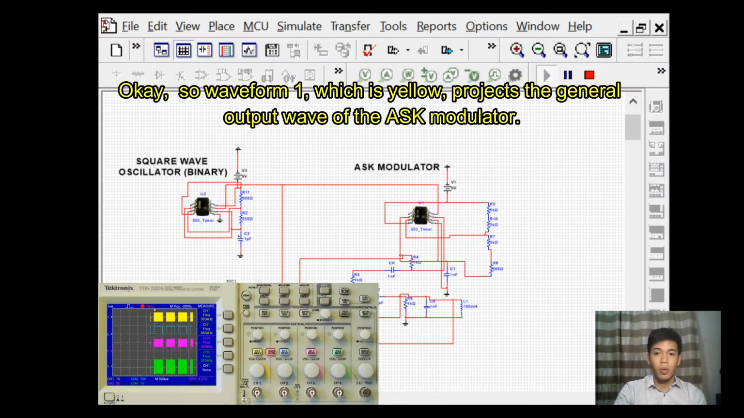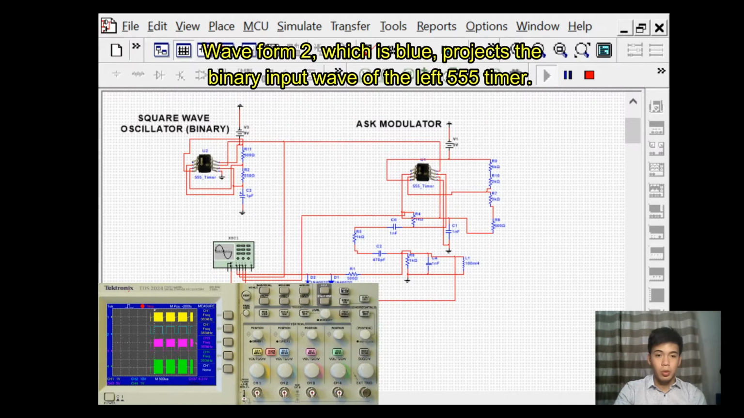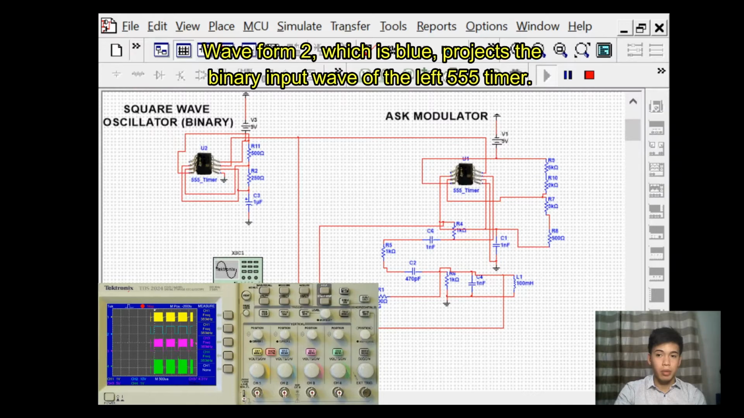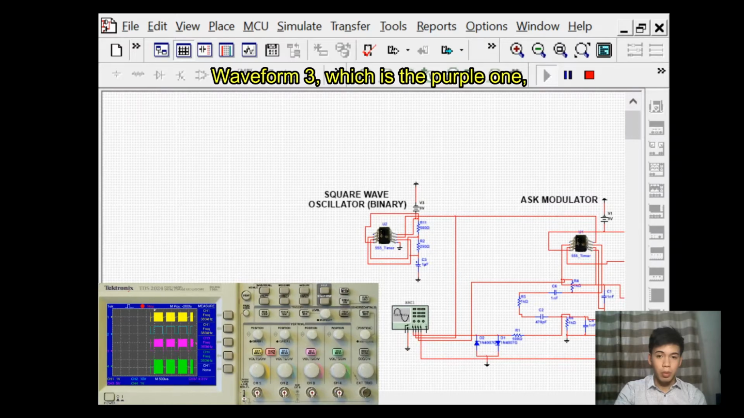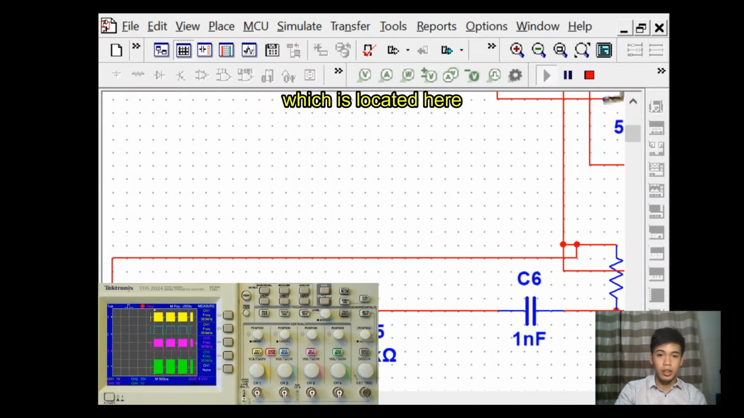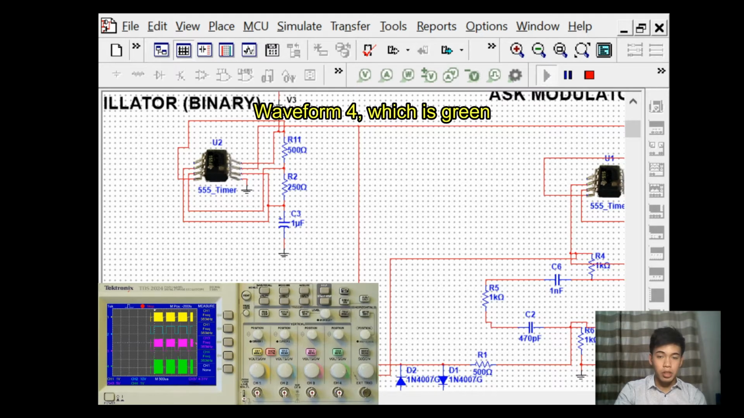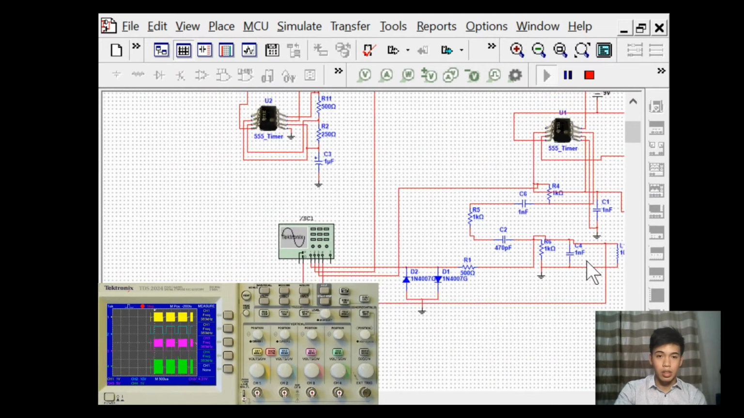Waveform 1, which is yellow, projects the general output wave of the ASK modulator, which is at the clipper circuit. Waveform 2, which is blue, projects the binary input wave of the left 555 timer. Waveform 3, the purple one, indicates the output waveform before it is passed through the reactive components, which are located here. And then waveform 4, which is green, projects the waveform of the RLC circuit, which is here.